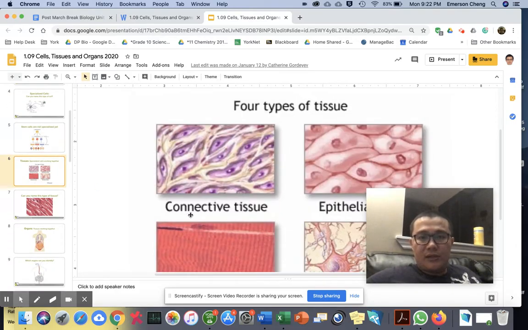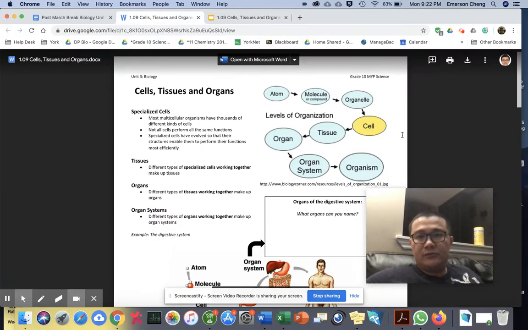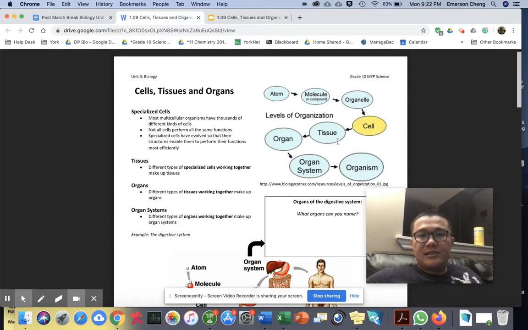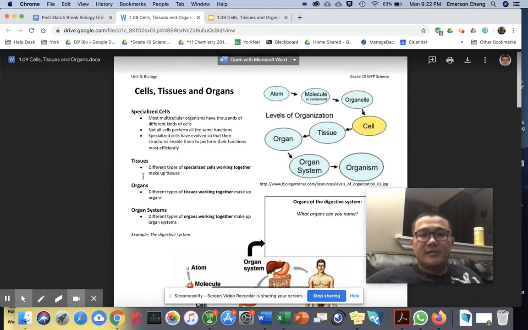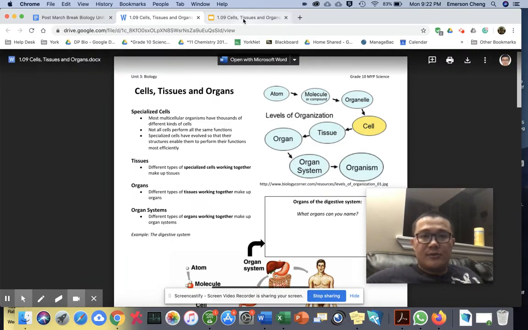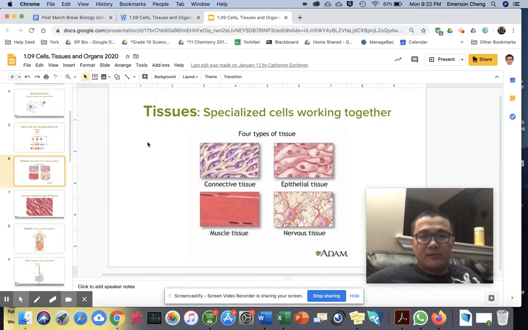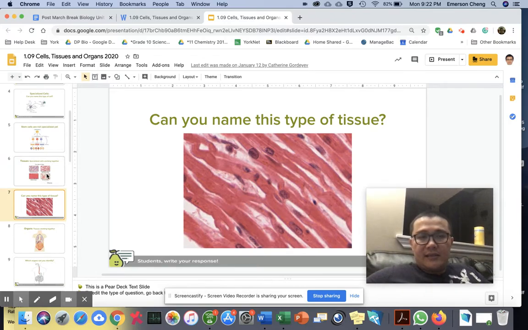Now, let's go on. We have four main types of tissue. After the cell level, you go to tissue. As you can see here, this is a definition. You have specialized cells working together, and then you have specialized tissues working together to make an organ, and so on and so forth. For this slide, we only talk about four types of tissue. There are probably other types of tissue, but we're not going to focus on that right now. Okay, looking at this diagram, can you name this type of tissue?